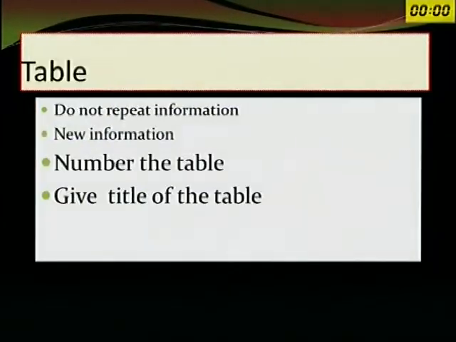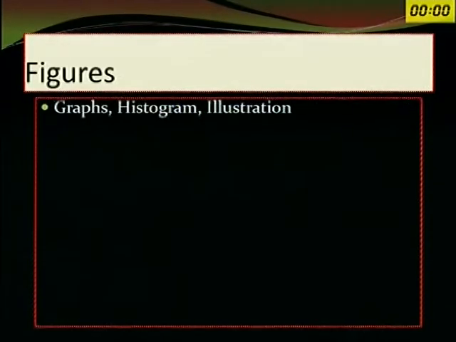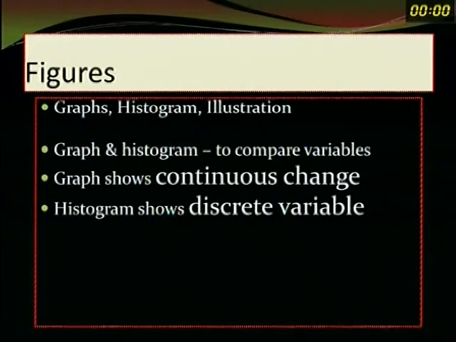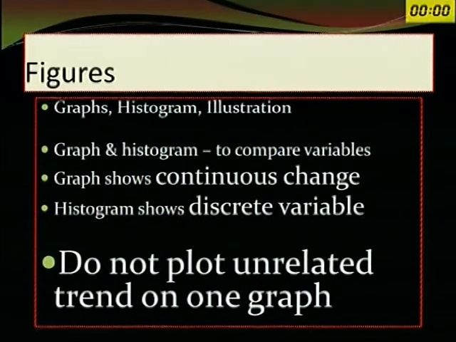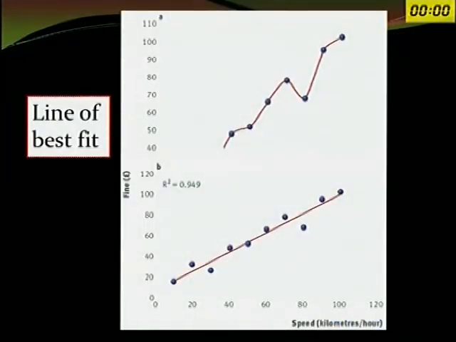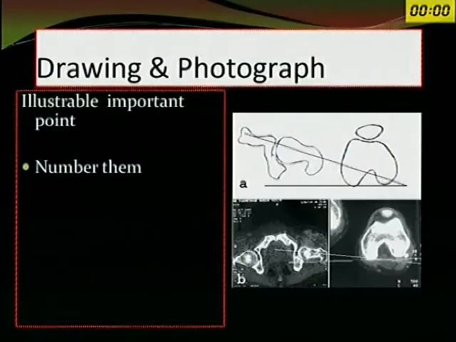Well, give whatever tables are important. Do not repeat information, and whenever you give a table, give the table number and the title of the table. Figures and histograms should be chosen if you feel that they are going to improve the communication of your results, but do not plot unrelated trends on one graph. This is an example one could see here of the same information. This is a well done graph, and this is a poorly done graph. So you have to be a little cautious in making a proper graph. Photographs are important to highlight something which you are not able to write in a few words.